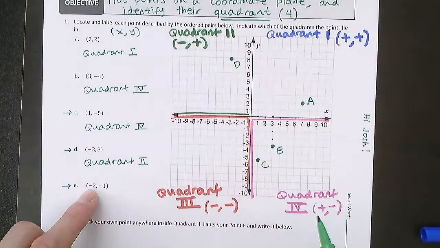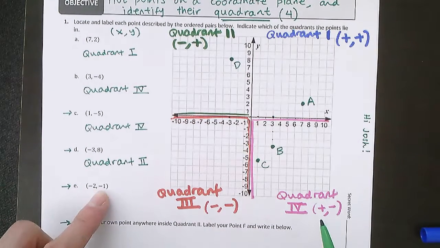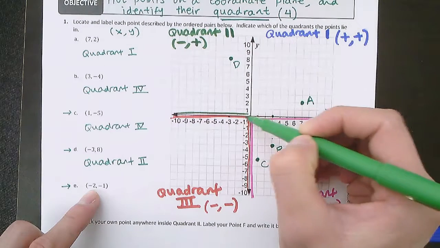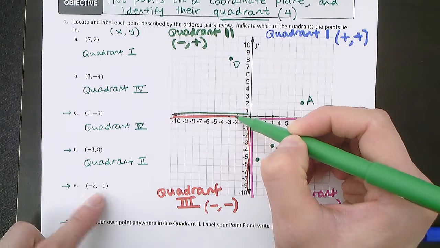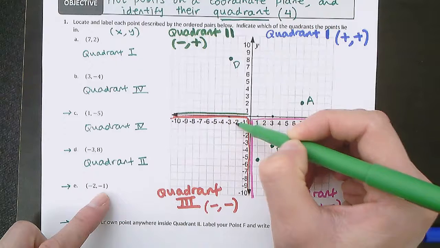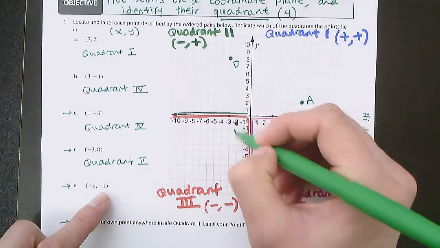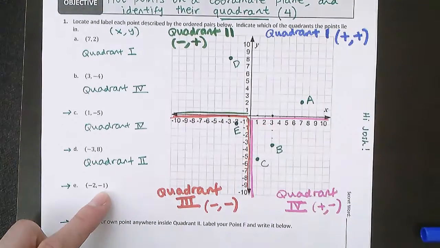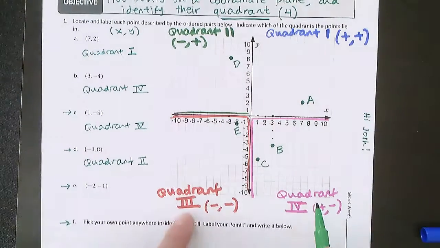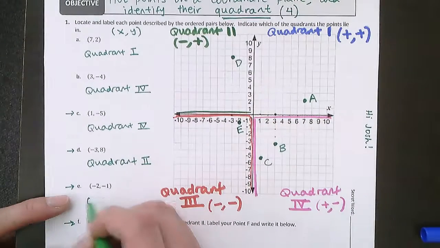Point E, x value of negative 2, y value of negative 1. So x value, we're going to go to negative 2, which is here, and negative 1, we're going to go down to right here. That's where E is. And that's in this quadrant, which is quadrant 3.